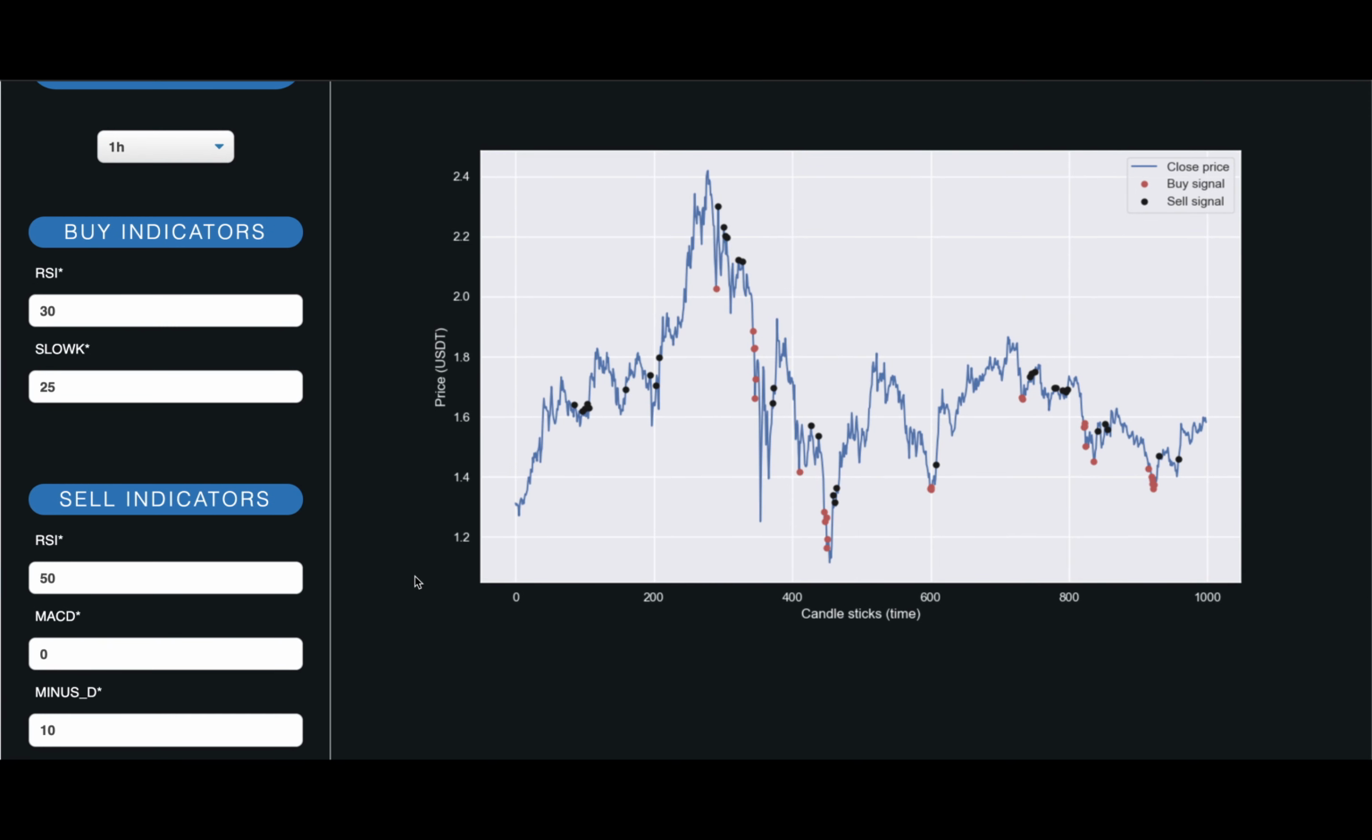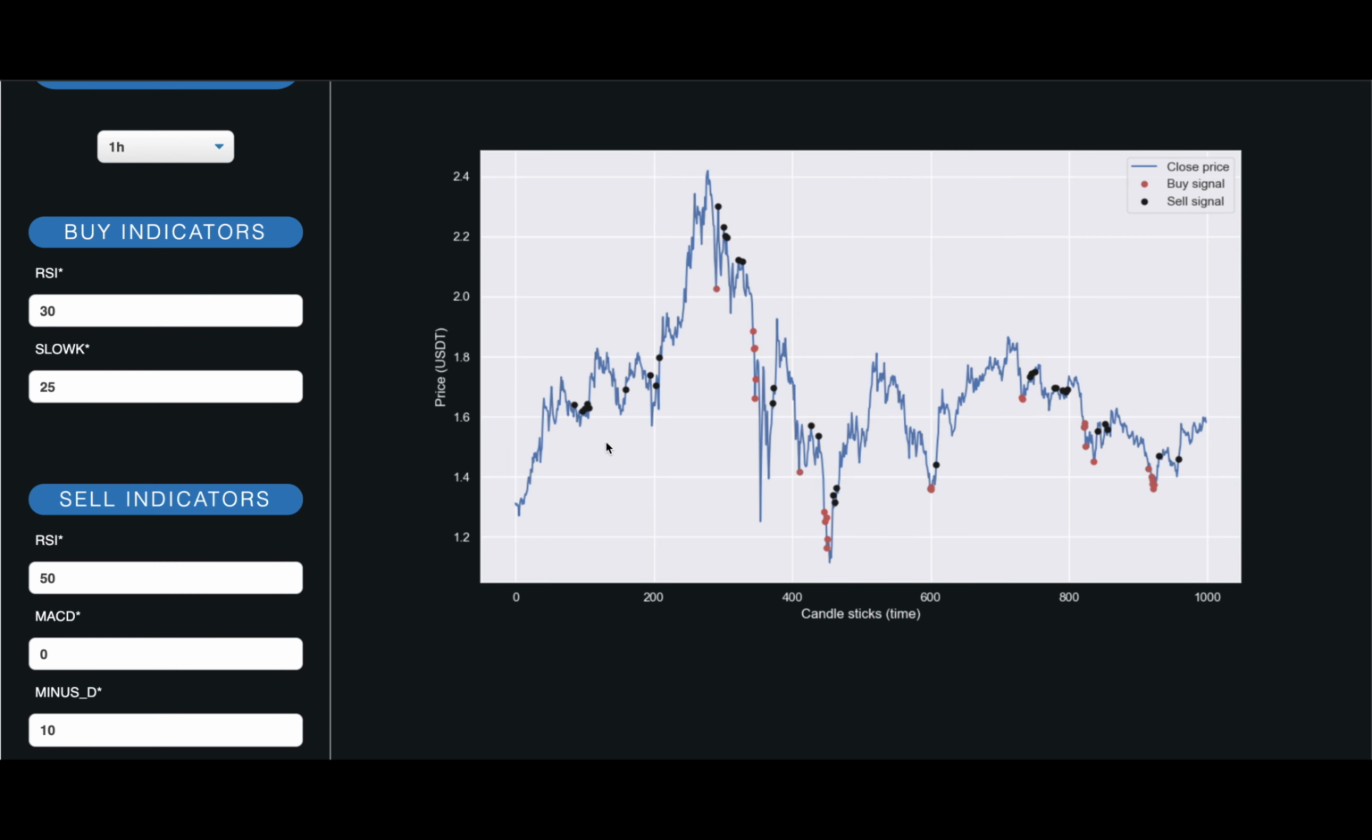All right, so here it is our graph. On the x-axis, we can see that there is the candlestick, the time frame. And on the y-axis, there is the price of the coin. So this is based on USDT, remember that. So this will be the price of ADA in USDT.